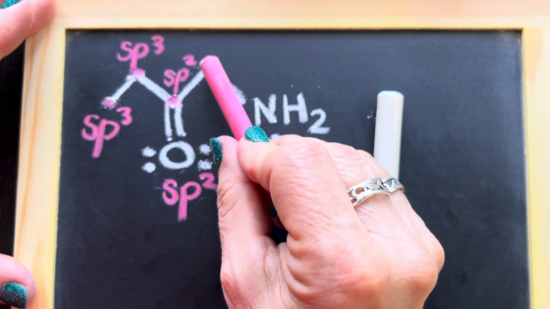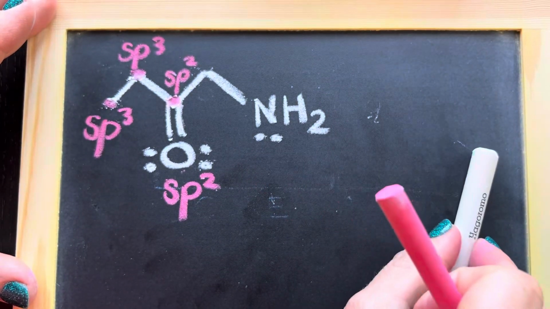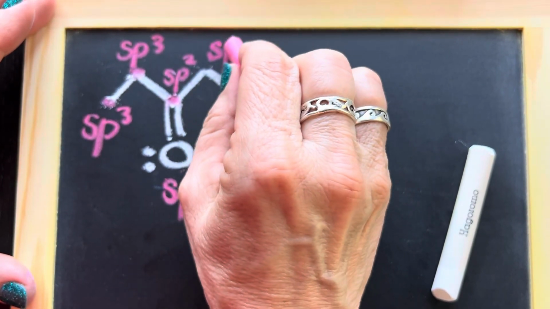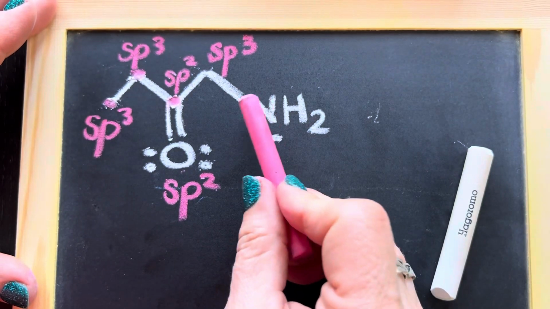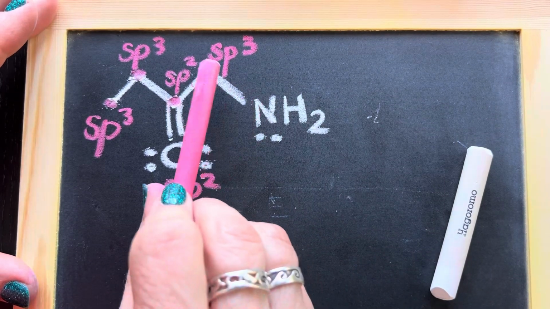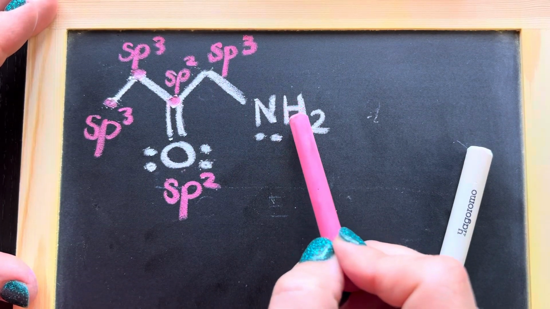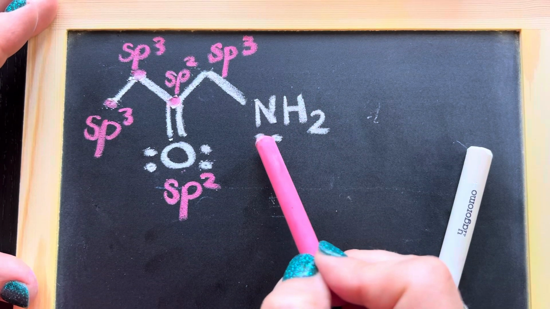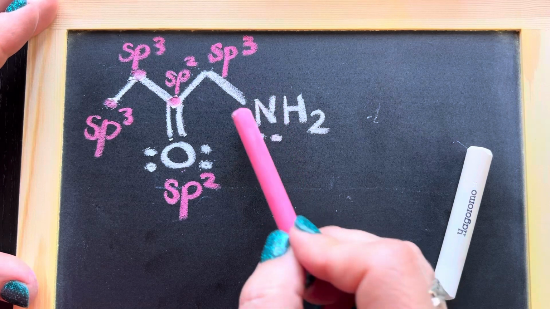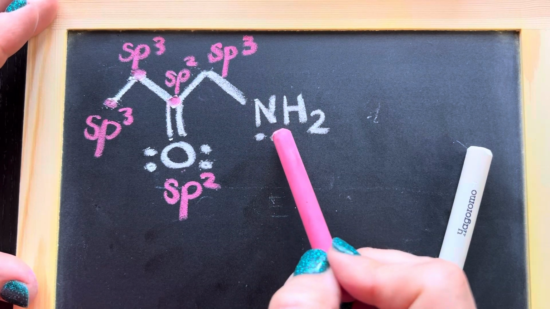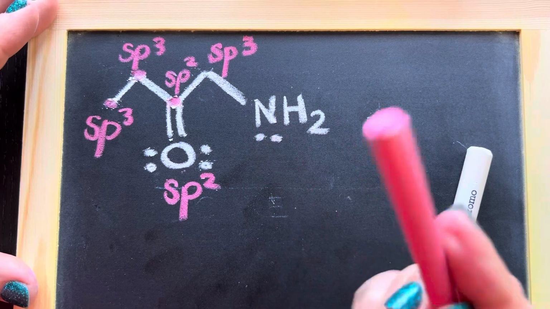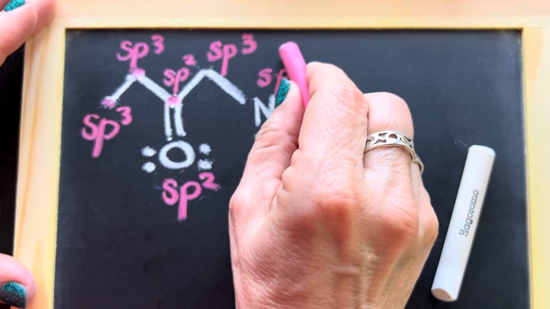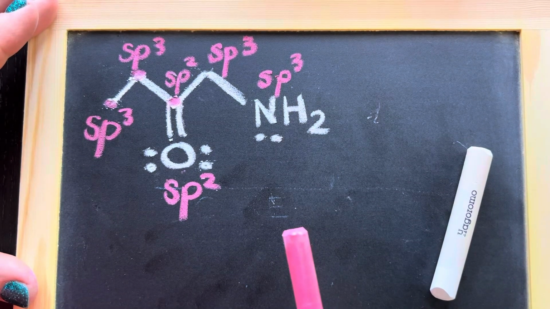Okay, this carbon here, just like this one, sp3, and this nitrogen has a single bond to the carbon, a single bond to one of these hydrogens, a single bond to the other hydrogen, and a lone pair. So here, this needs 4 hybrid orbitals for the single bonds and the lone pair. So this nitrogen is sp3.